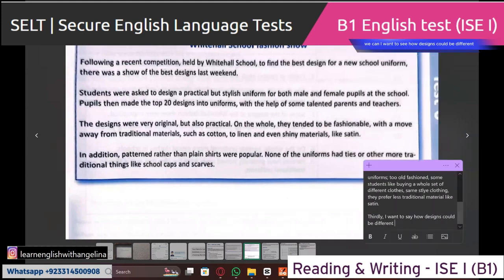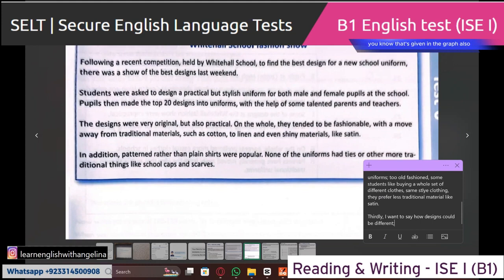We want to say how designs could be different. So it could be different with their pattern, and material. You can also say moving away from traditional material to less traditional material. Moving away from patterned to plain shirts, and moving away from uniforms, like ties, school caps, and scarves, to trainers, unisex clothes, and casual jeans and stuff.